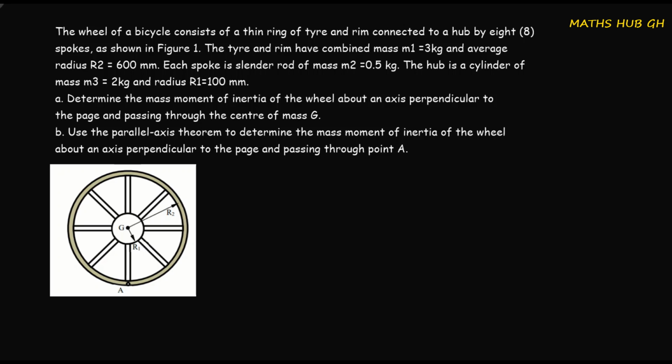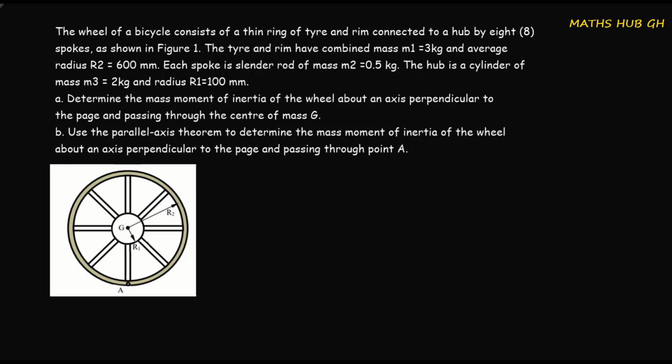A. Determine the mass moment of inertia of the wheel about an axis perpendicular to the page and passing through the center of mass G. B. Use the parallel axis theorem to determine the mass moment of inertia of the wheel about an axis perpendicular to the page and passing through point A. So that's the question we have.